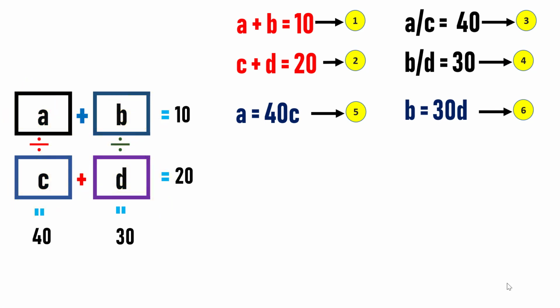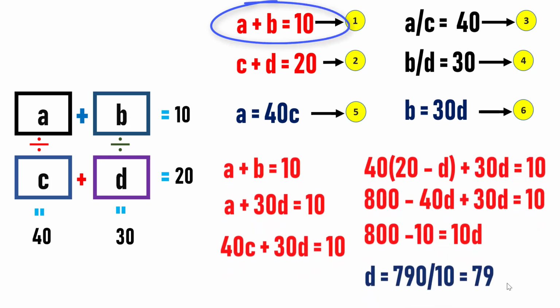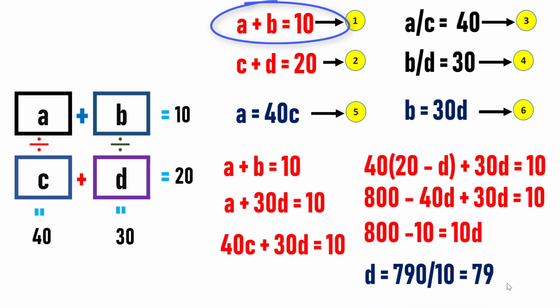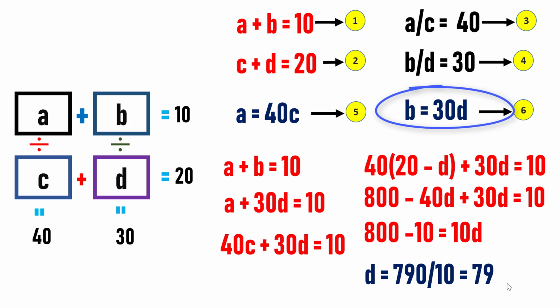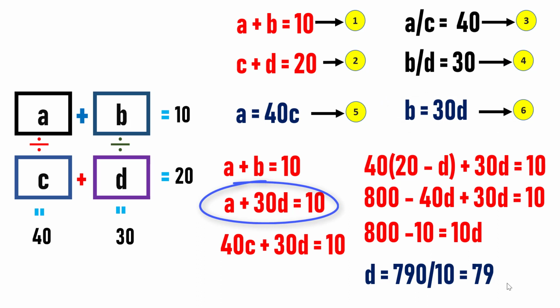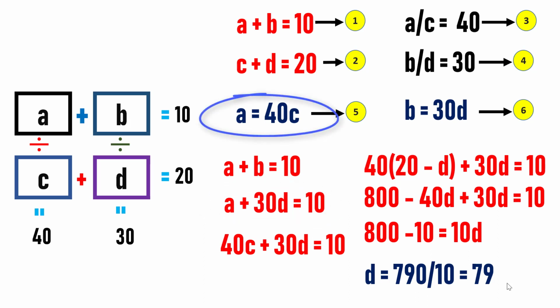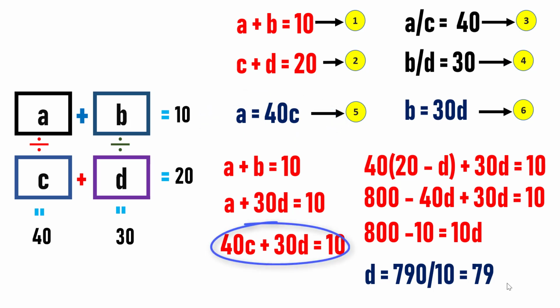Let's consider equation 1. Equation 1 is A plus B equals 10. As per equation 6, B equals 30D. Substitute the value of B in equation 1, which results in A plus 30D equals 10. This is the equation which tells the relation between A and D. We know from equation 5, A equals 40C. Substitute the value of A and the equation becomes 40C plus 30D equals 10.